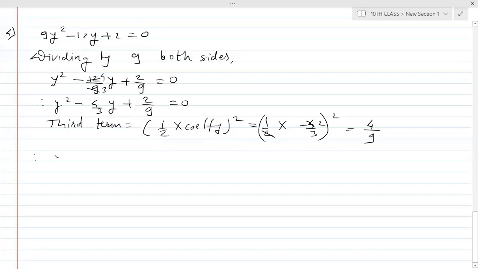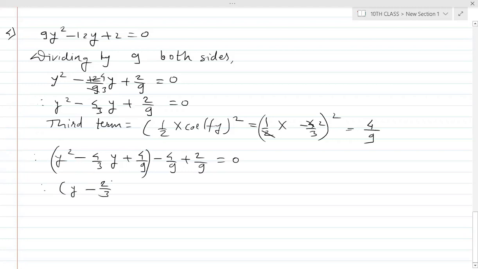The equation becomes y square minus 4 by 3 y. First we add 4 by 9 and then we subtract 4 by 9, and 2 by 9 stays as it is. Now you can see this is the complete square of y, and this is the complete square of 2 by 3. The middle sign is minus, so this is the complete square of y minus 2 by 3. Let's solve this. Moving all these terms to the right side, 4 by 9 becomes minus 4 by 9, it becomes plus, and plus 2 by 9 becomes minus.